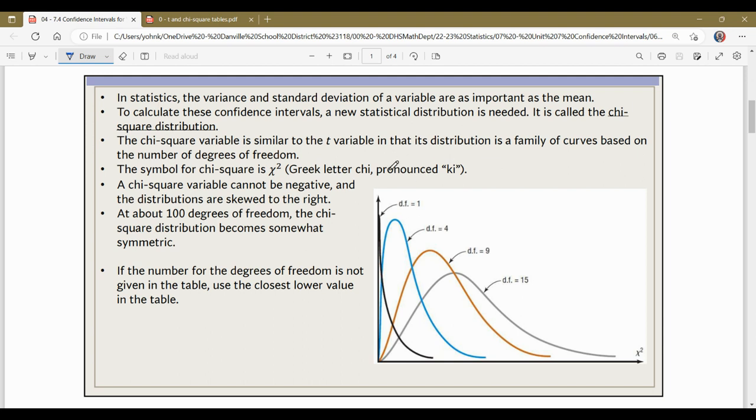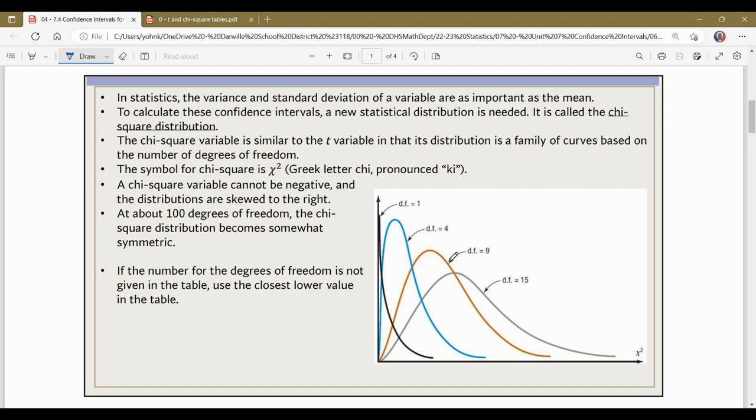So take a look at this graphic here. We have first a degree of freedom of 1. Notice it's got a very high peak and it's right skewed. Well, let's bump up the degree of freedom to 4, which means a sample size of 5. And now we're at this blue graph. And now we've scooted over to the right a little bit. We're a little less skewed.